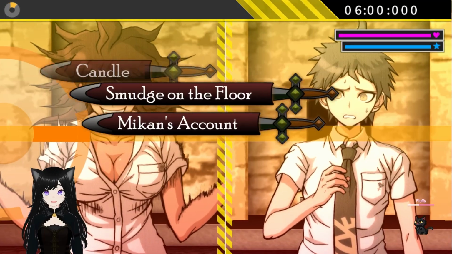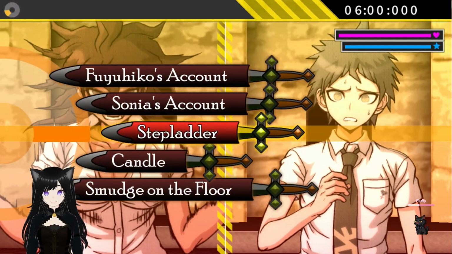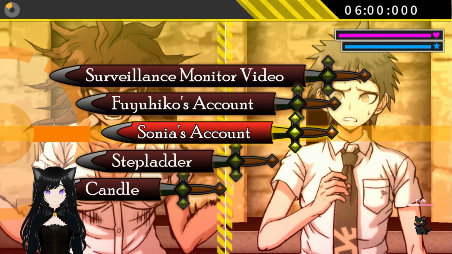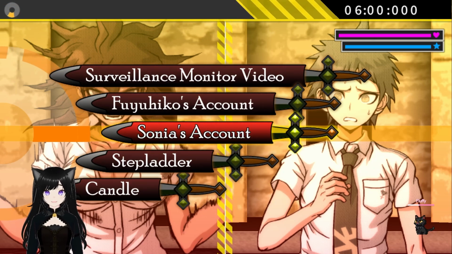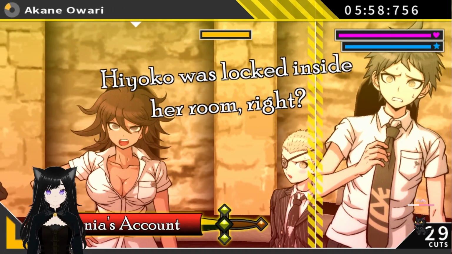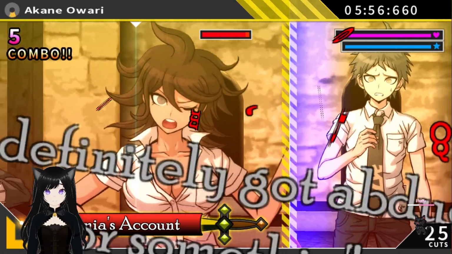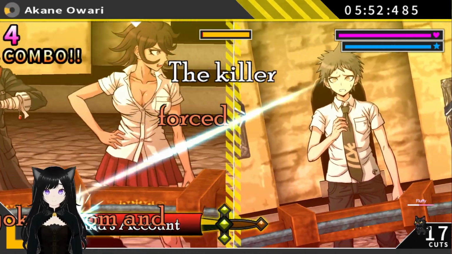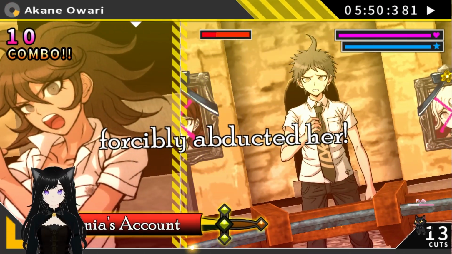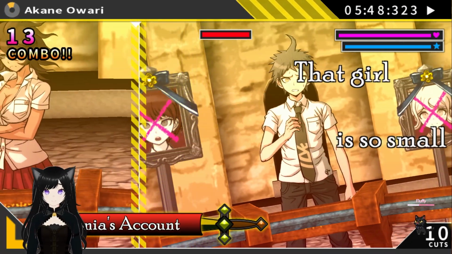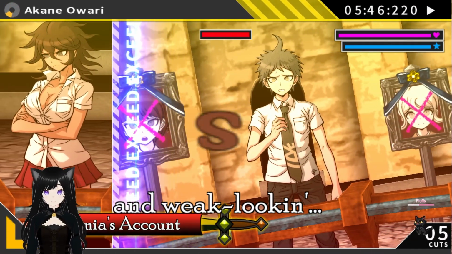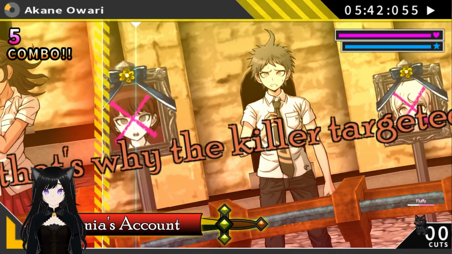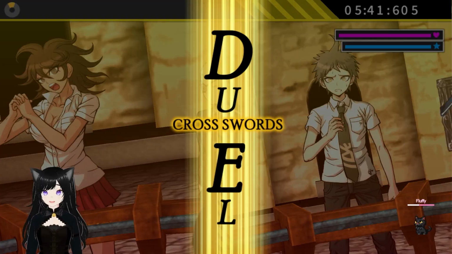Alright, stepladder, candle. Sonya, it's gonna be Sonya's account. Alright, we know that. We're gonna have to say, Hyoko was locked inside her room, right? She definitely got abducted or something. The killer forced their way into Hyoko's room and forcibly abducted her. No. The girl is so small and weak looking. And that's why the killer targeted her. Right? I can't back down! Okay, okay.